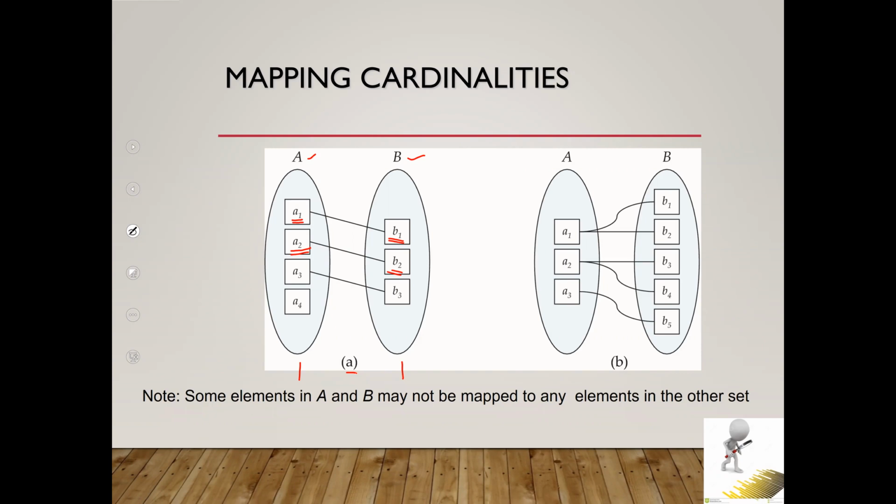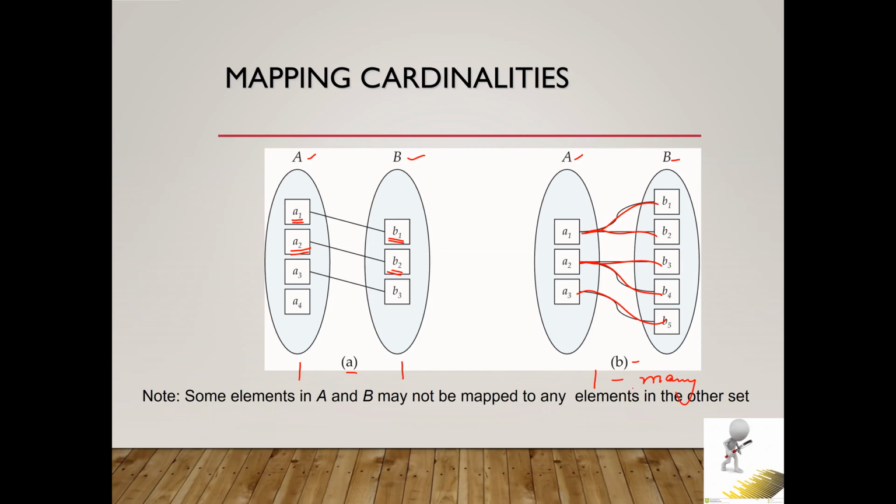Look into the next diagram called B. We have two entity sets A and B. Look here. A1 is mapped to more than 1. A2 is also mapped to more than 1. A3 is mapped only to one. I can say this is a 1 to many. One is mapped to more than 1 entity. You say it is a 1 to many relationship.